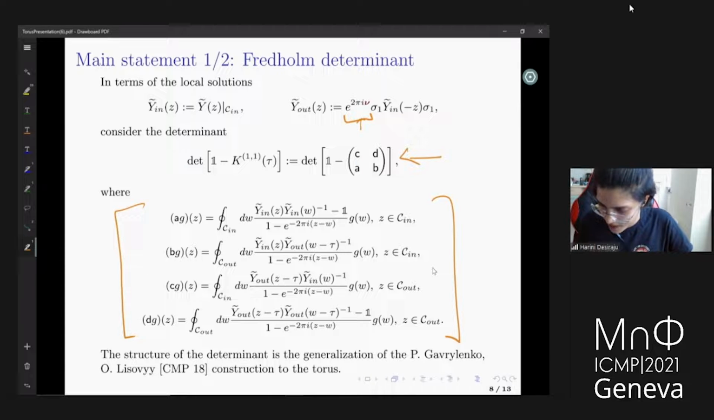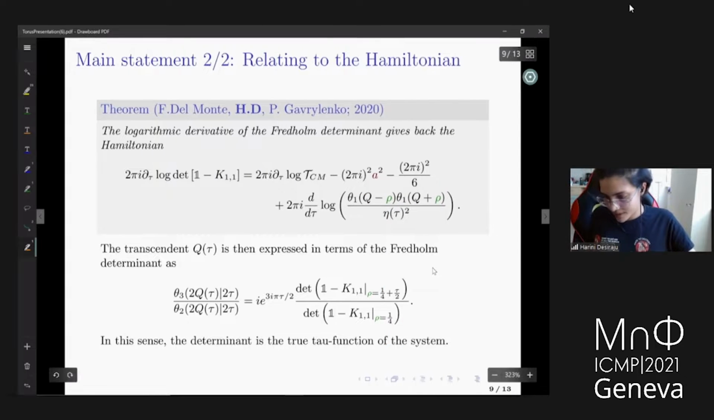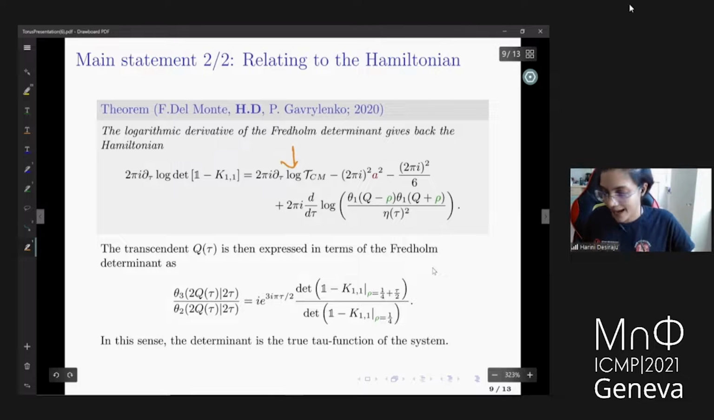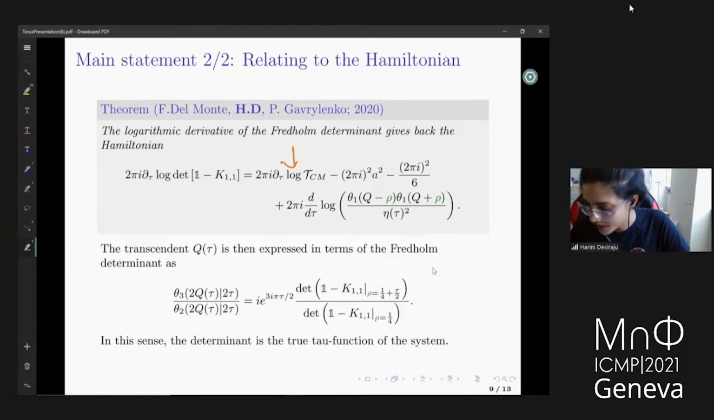Now, the structure of this determinant is a generalization of the construction by Pasha Gavrylenko and Oleg Lisovyy on a sphere. They did this for Painlevé 6 and the Garnier system on a sphere. And then we generalized it to genus 1 surfaces. Now, if I take the logarithmic derivative of this determinant, it spits out the Hamiltonian and a bunch of other terms. In the bunch of other terms, there is A, the monodromy parameter, and rho, which is a symmetry parameter. So this is very explicit.